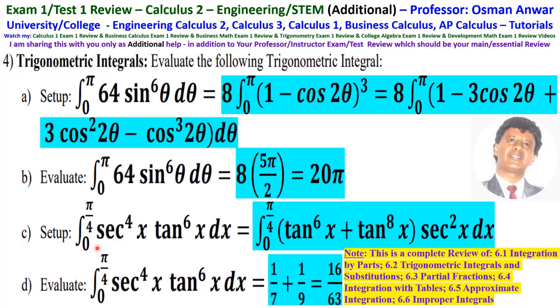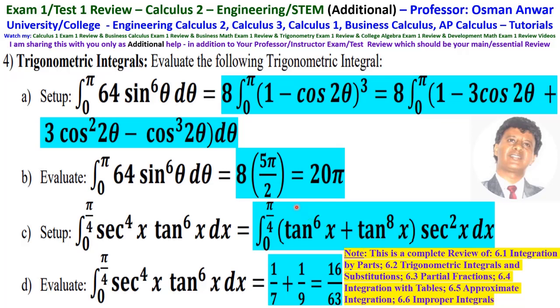Then C is the integral of secant to the 4th of x times tan to the 6th of x dx. We're going to split secant to the 4th into secant squared times secant squared. Then the first secant squared is 1 plus tan squared. 1 plus tan squared times tan to the 6 is tan to the 6 plus tan to the 8, times secant squared x dx.